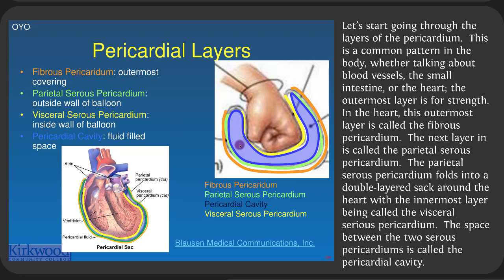The parietal serous pericardium folds into a double layer. So here it would be green, and it folds back into this yellow layer. And this yellow layer is the innermost layer also, and it's called the visceral serous pericardium. So visceral means inside, as in your visceral organs are inside of you. The space between the serous pericardiums is called the pericardial cavity, and it contains fluid.